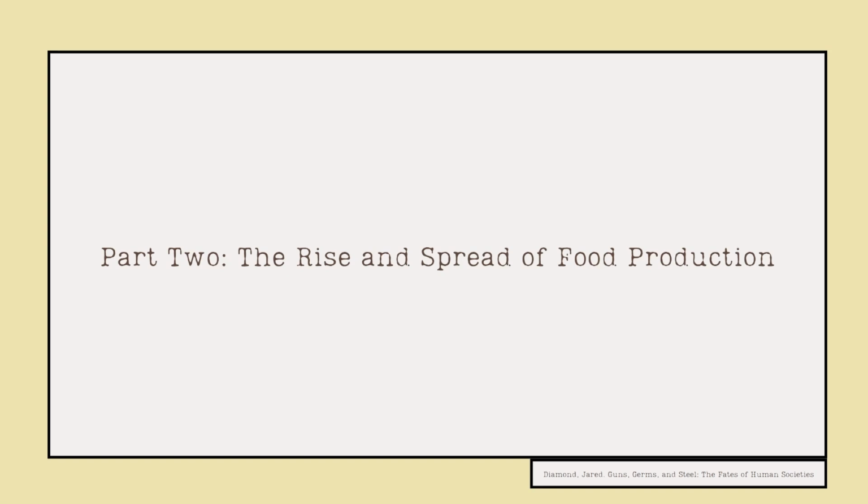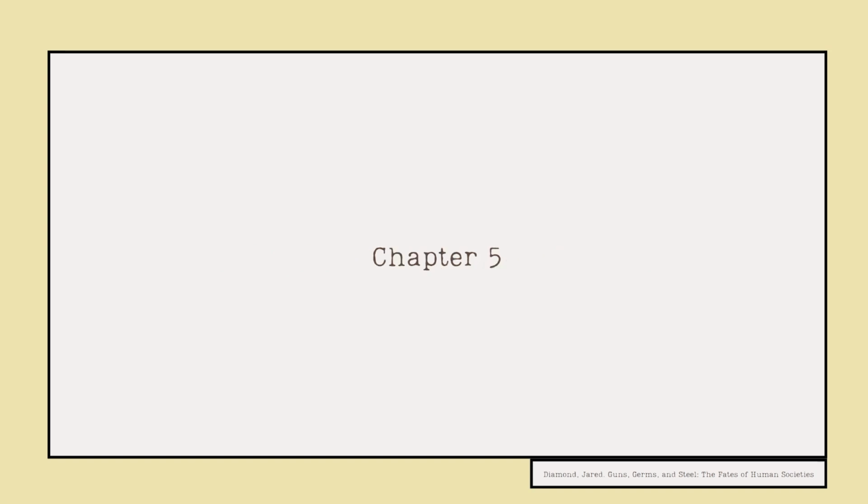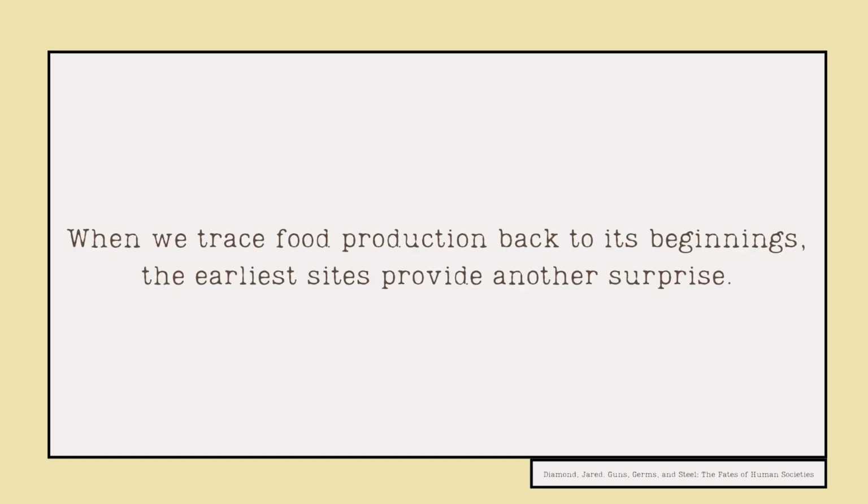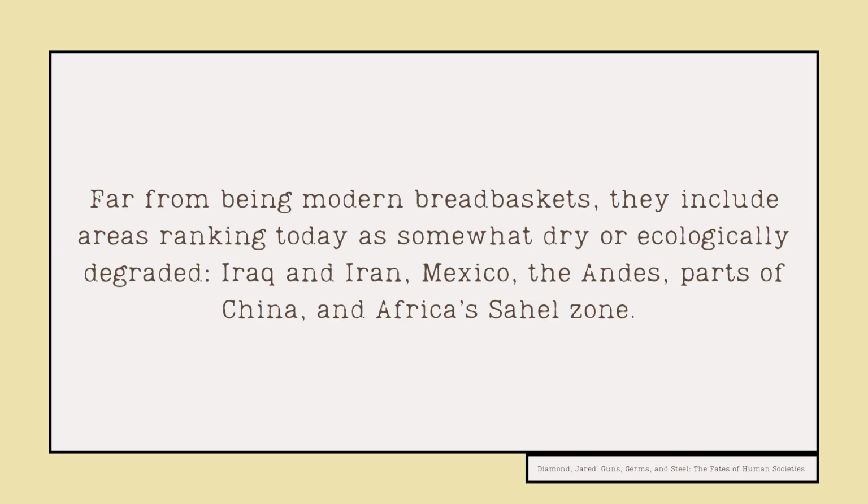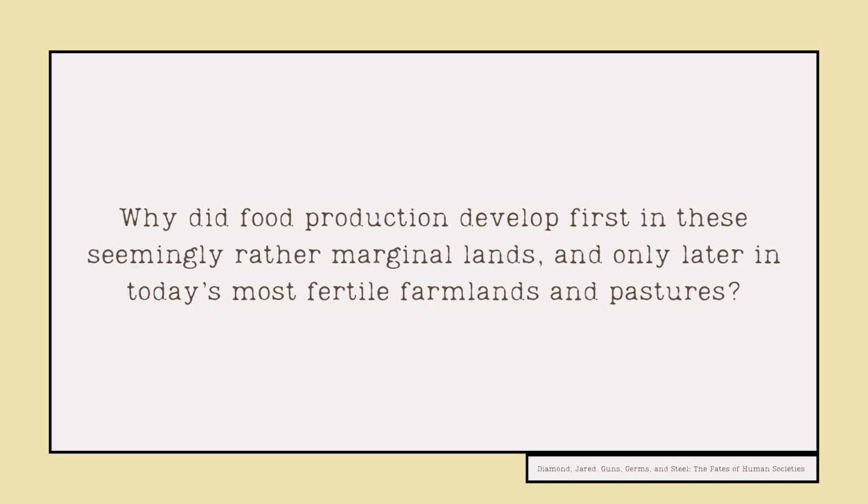Part 2, the rise and spread of food production. Chapter 5. When we trace food production back to its beginning, the earliest sites provide another surprise. Far from being modern breadbaskets, they include areas ranking today as somewhat dry or ecologically degraded: Iraq and Iran, Mexico and the Andes, parts of China, and Africa's Sahel zone. Why did food production develop in these seemingly rather marginal lands and only later in today's most fertile farmlands and pastures?